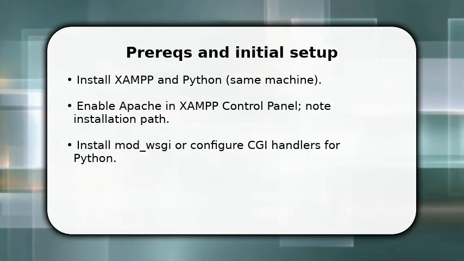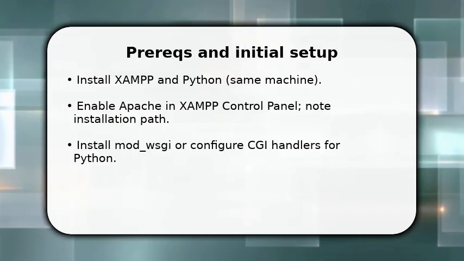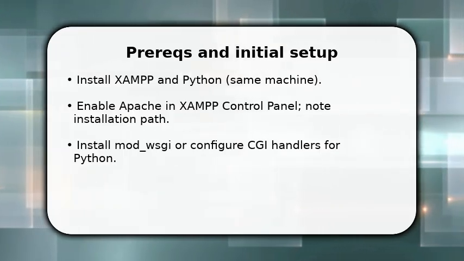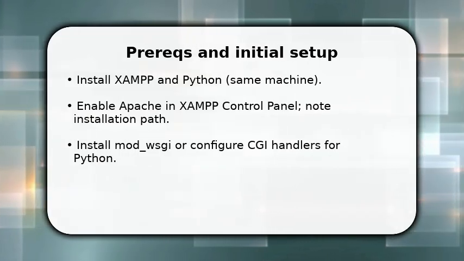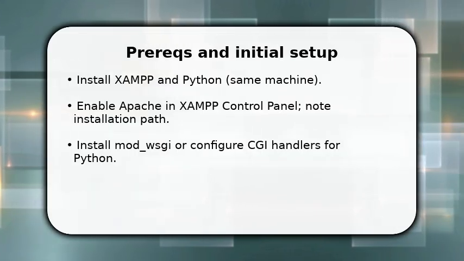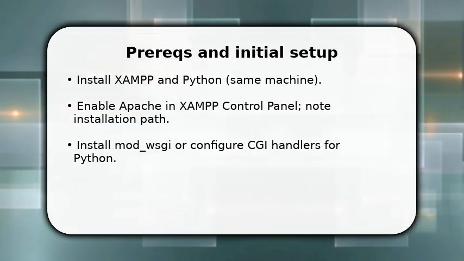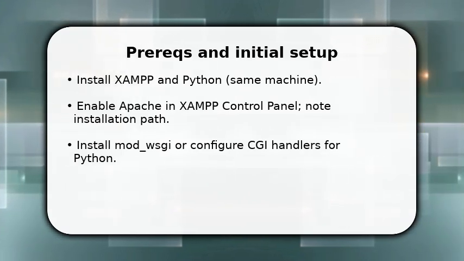Next, decide how you'll run Python, mod_wsgi for persistent apps or CGI for simple scripts, because each approach changes file placement and permissions. Make sure to install mod_wsgi that matches your Python version. Then prepare to edit Apache configuration, so Apache can hand Python files to the proper interpreter.